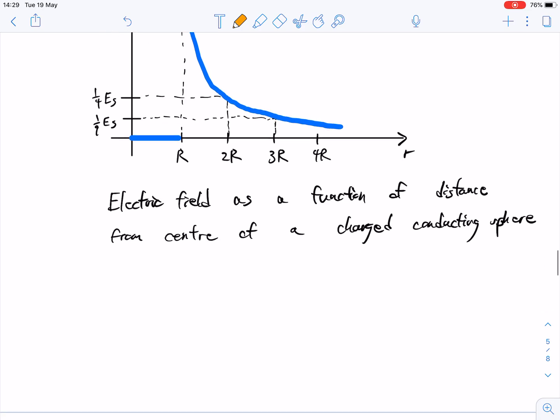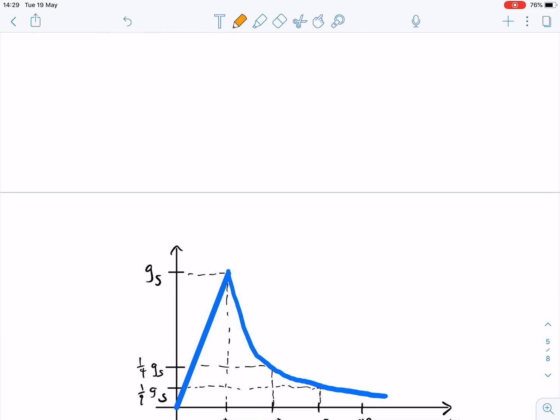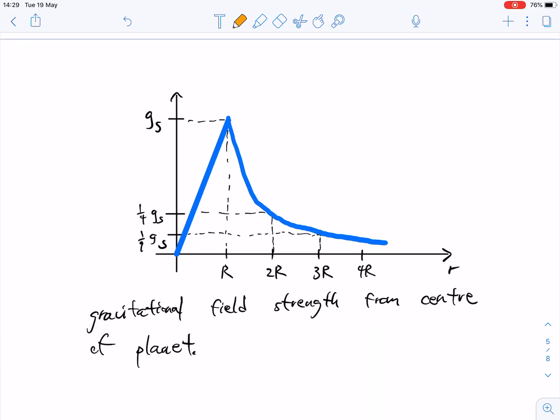Okay, so next up, what might also be interesting is the gravitational pull of the Earth here. In terms of gravitational field strength, we see that there's actually a linear increase from the center until you reach the surface in terms of the gravitational pull of the planet.